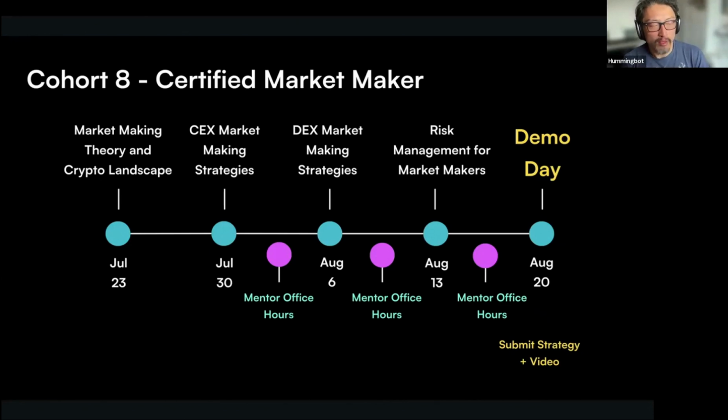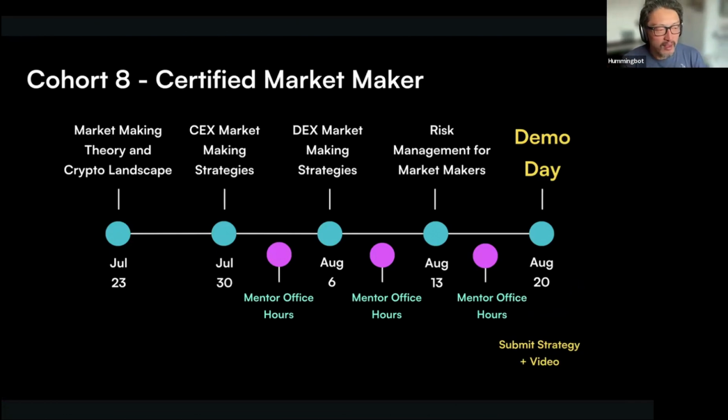So here, rather than having to build your own custom strategy, students may just run a strategy for a period of time, analyze it afterwards, and then submit a video that shows that they understand how a market making strategy actually works. Okay, so if there are any more questions about that, we'll move on.